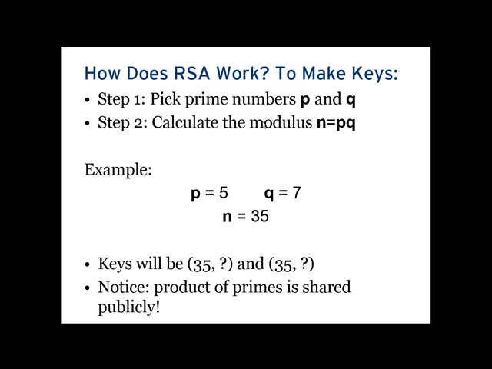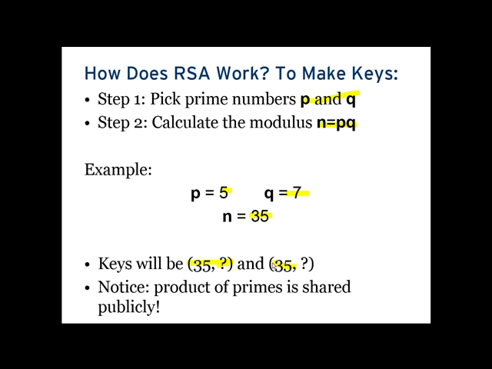The way RSA works is first we start with two prime numbers, we'll say P and Q, and then we calculate the modulus N, which is P times Q. Let's say P is 5 and Q is 7. In real life, they use much larger numbers, but we're going to use small ones just so we understand. So we multiply 7 and 5 together, we get 35. Both our public key and our private key are going to have the number 35 in it. Again, that 35 is shared publicly.